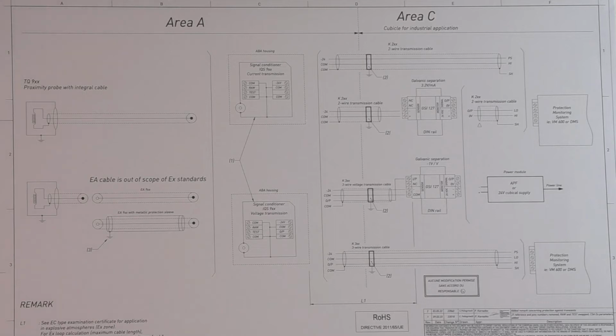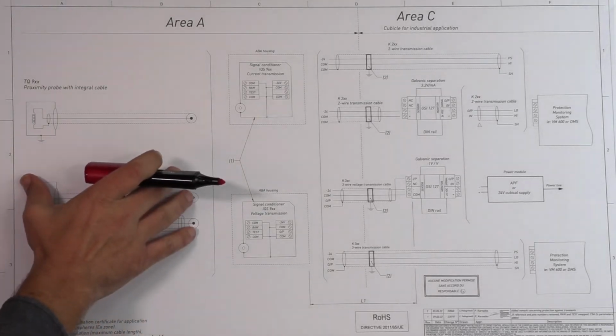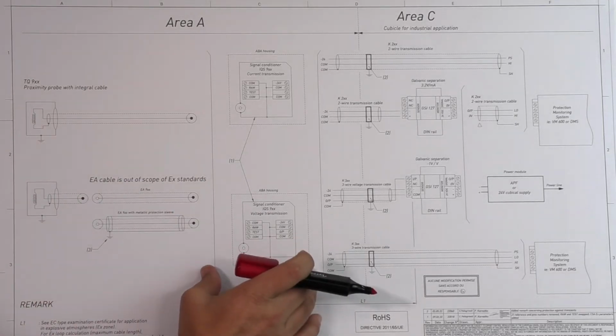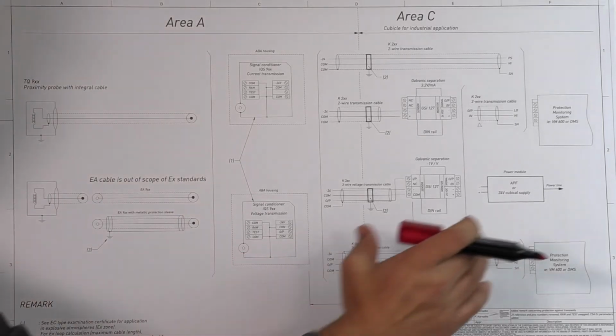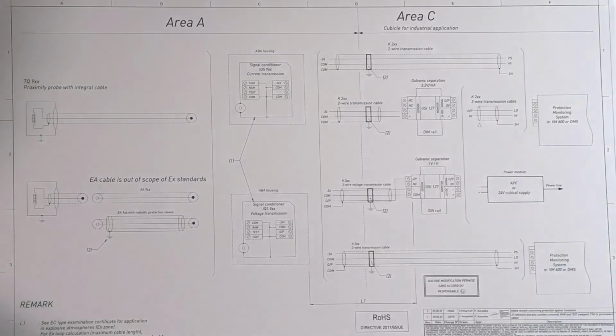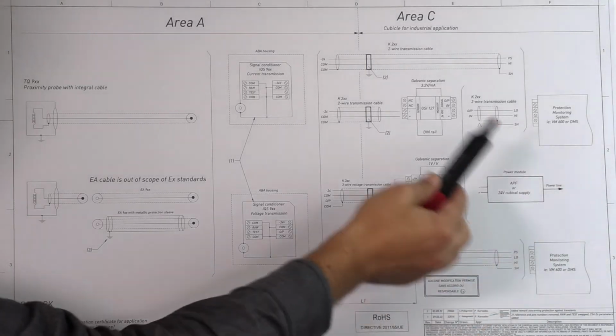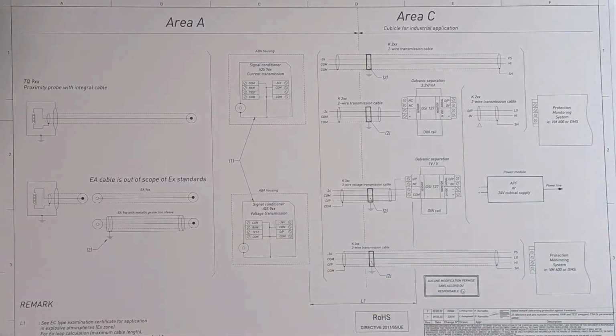Let's look now with a bit more detail how to wire the proximity chains. This is the wiring diagram that you can find in the installation manual. Here we can see the sensor part, the signal conditioner part, and then here is the potential monitoring system that can include or not galvanic separation unit like the GSI 127.